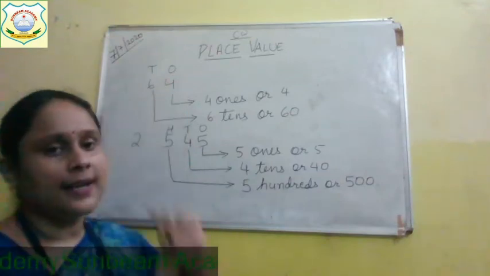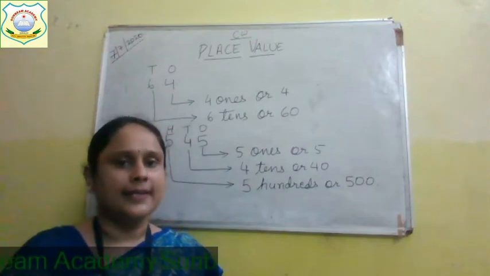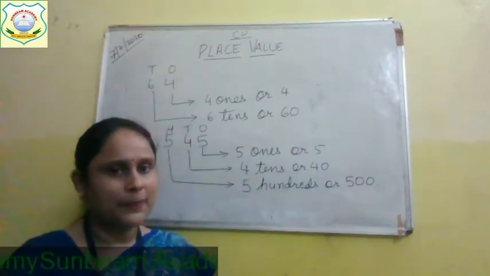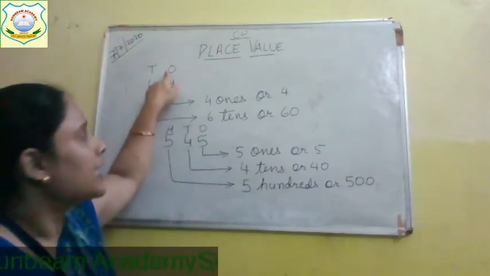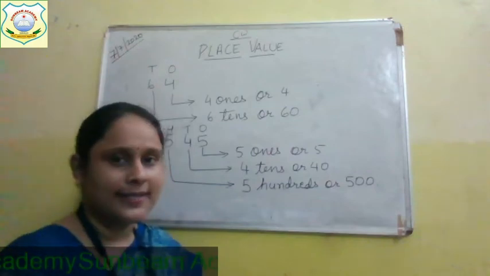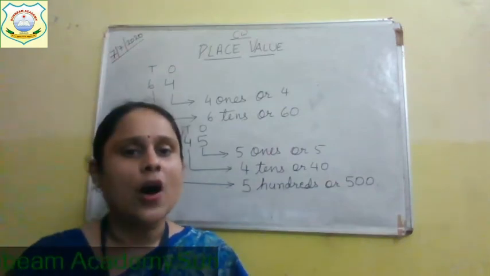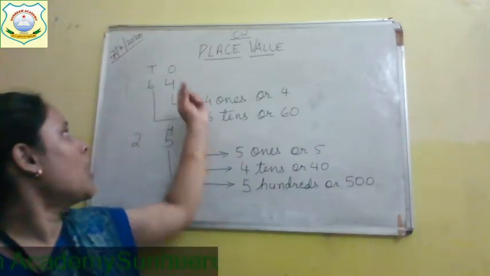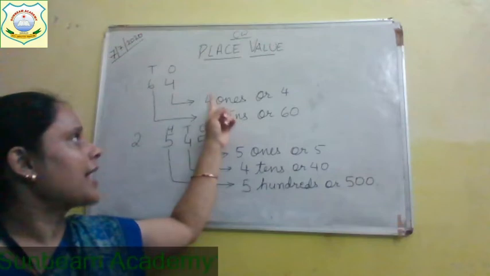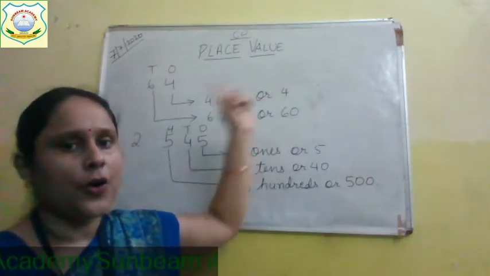4 is in which place? Now you will tell me, 4 is in which place? 4 is at ones place. O is for ones, T is for tens, and H is for hundreds. So 4 is at ones place, so you will write 4 ones or 4.